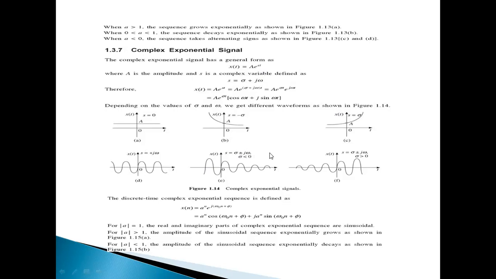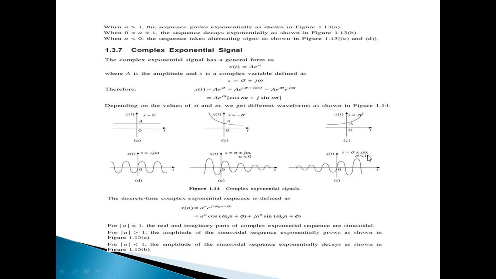Plus or minus j omega. For sigma less than 0, and in this case sigma greater than 0. For sigma less than 0, for the negative values, it is increasing, decreasing, increasing, decreasing, and finally for positive values it goes to 0.